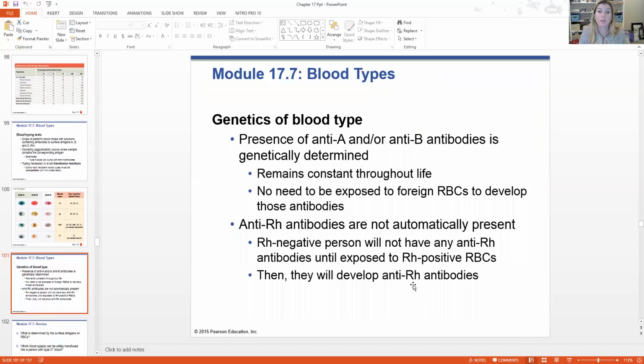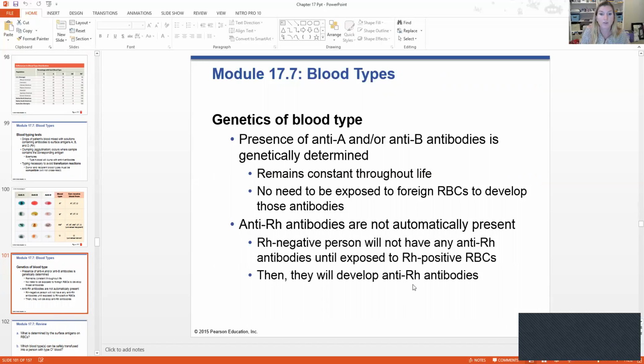So let's talk about the genetics of blood type. The presence of anti-A or anti-B antibodies is genetically determined. It remains constant throughout your life, so you'll never change blood types. There's no need to be exposed to foreign red blood cells to develop those antibodies. They're there already. Anti-Rh antibodies are different, though. They're not automatically present. So an Rh negative person does not automatically have anti-Rh antibodies in them.